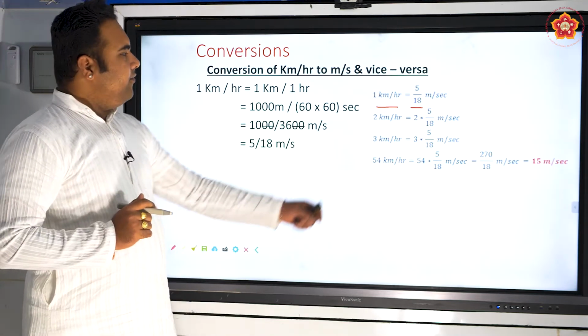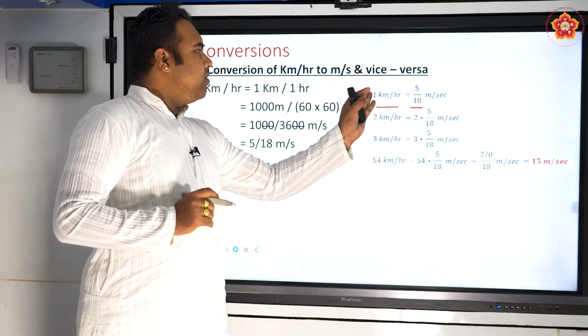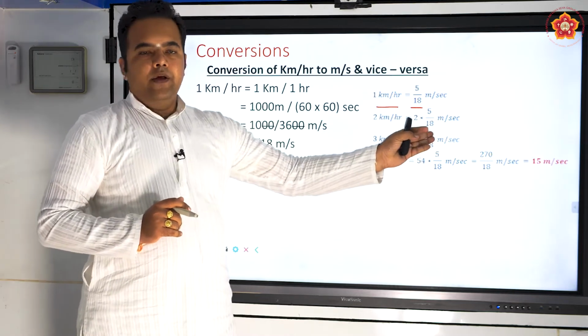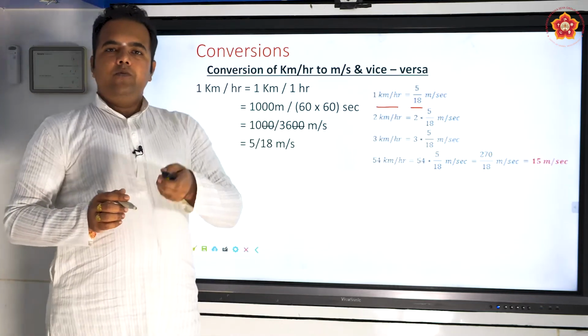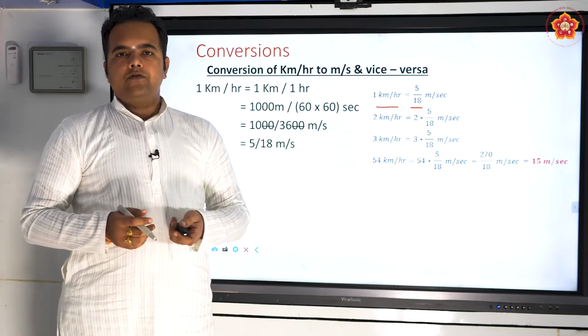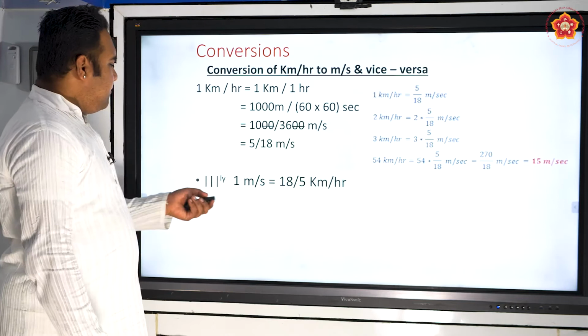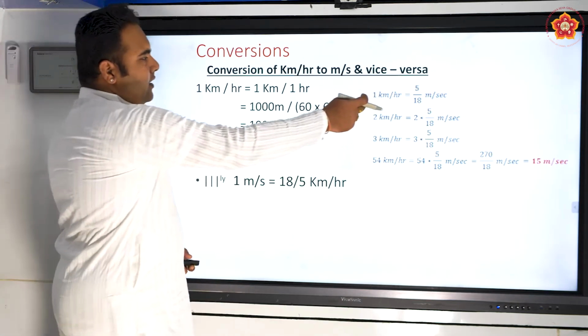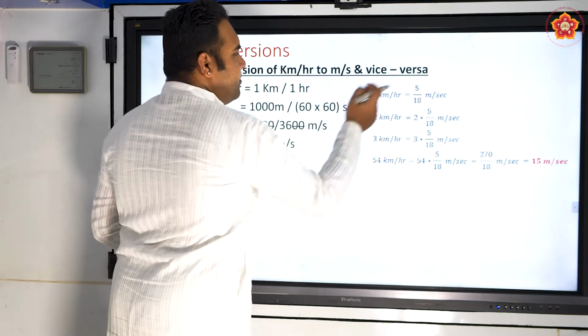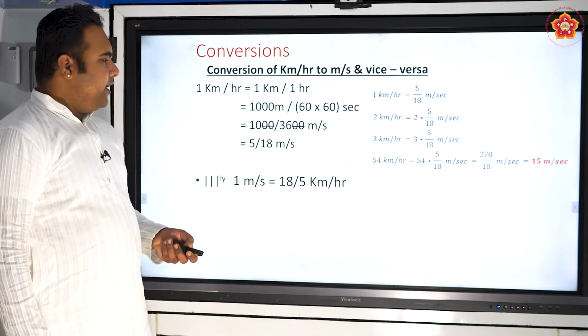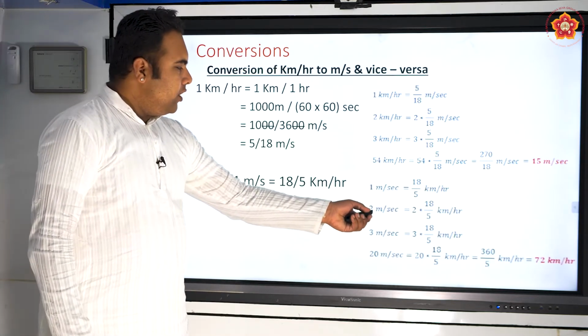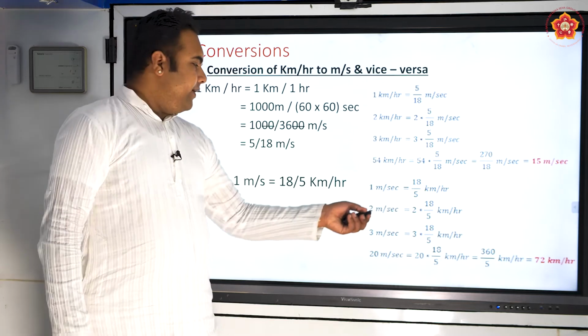Now we have seen kilometers per hour in meters per second. If I want 1 meters per second to be expressed in kilometers per hour, just cross multiply, and this is what we get finally. Similarly, 1 meters per second will be 18 by 5. This 18 goes up, 5 comes down. So 1 meters per second will be 18 by 5 kilometers per hour. 2 meters per second is 2 into 18 by 5, and so on.